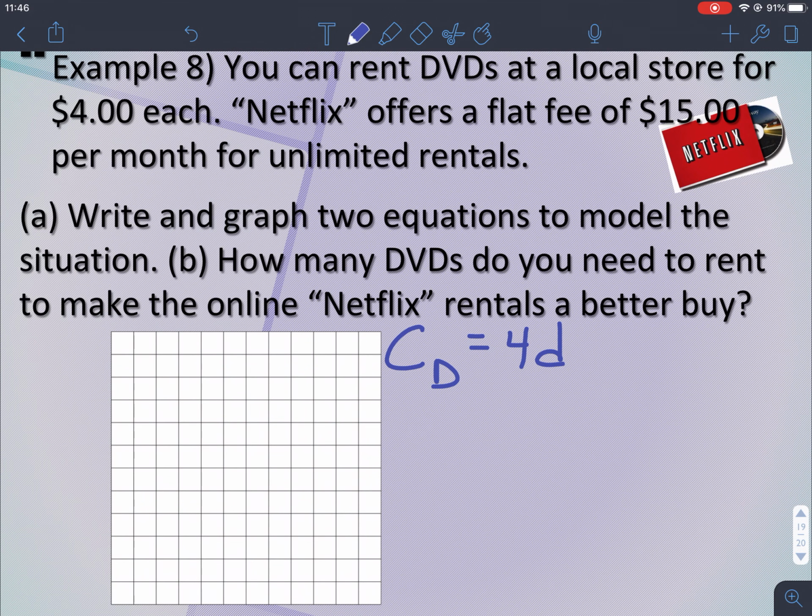So then the cost of Netflix is actually not dependent upon the number of movies or DVDs you watch. It's just a flat fee of $15. This is actually going to be just 15. Now what that means is that's going to be a straight horizontal line. There is no slope. It's like saying plus 0x.